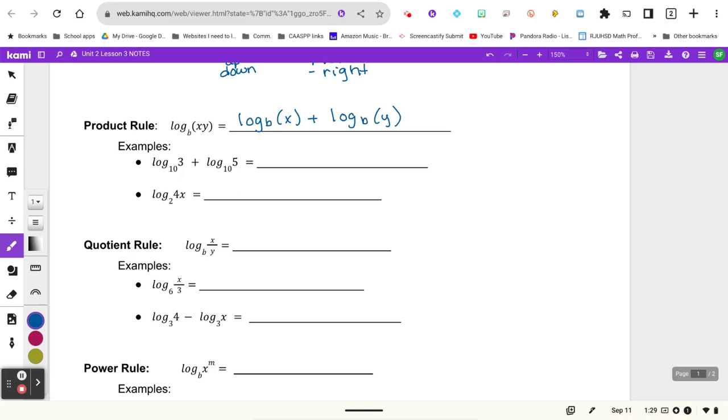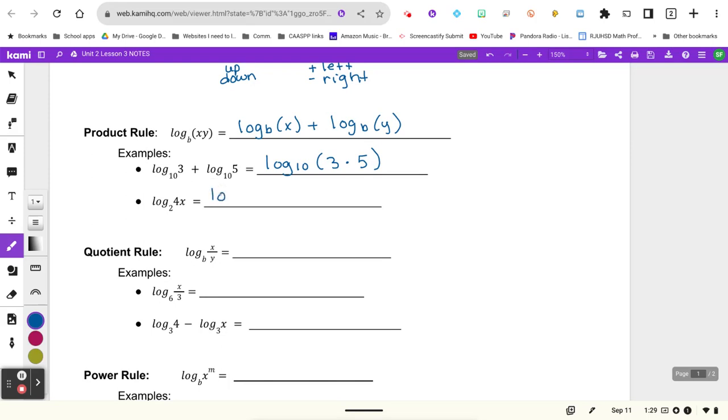Now, some examples. Here we have it as a plus. We're going to go backwards. We're going to go log 10 of 3 times 5. Right now, we're just going to do properties. And here we're going to go backwards again, so we're going to break it up: log 2 of 4 plus log 2 of x.